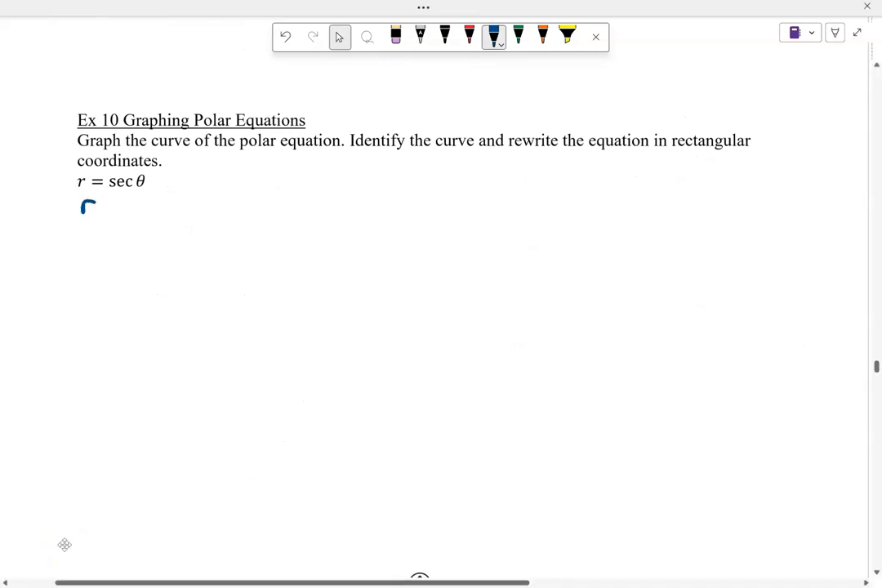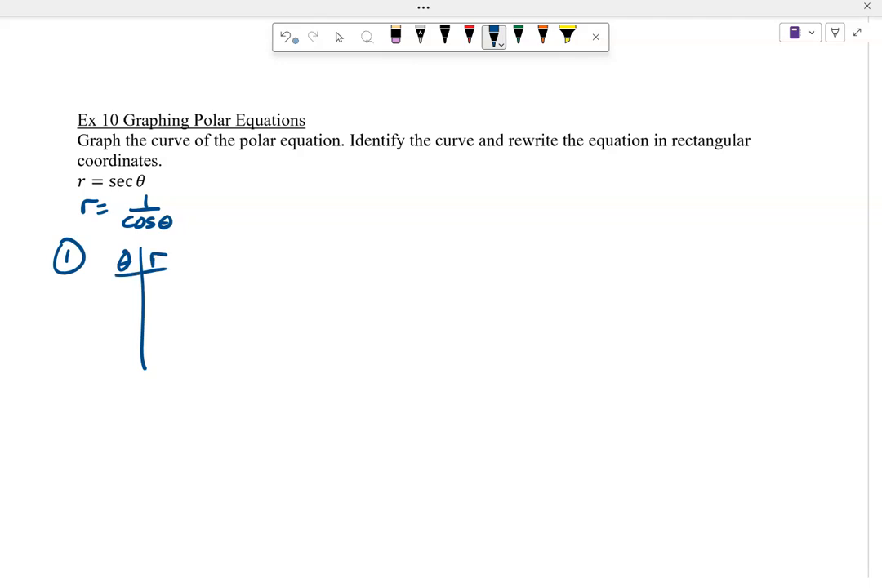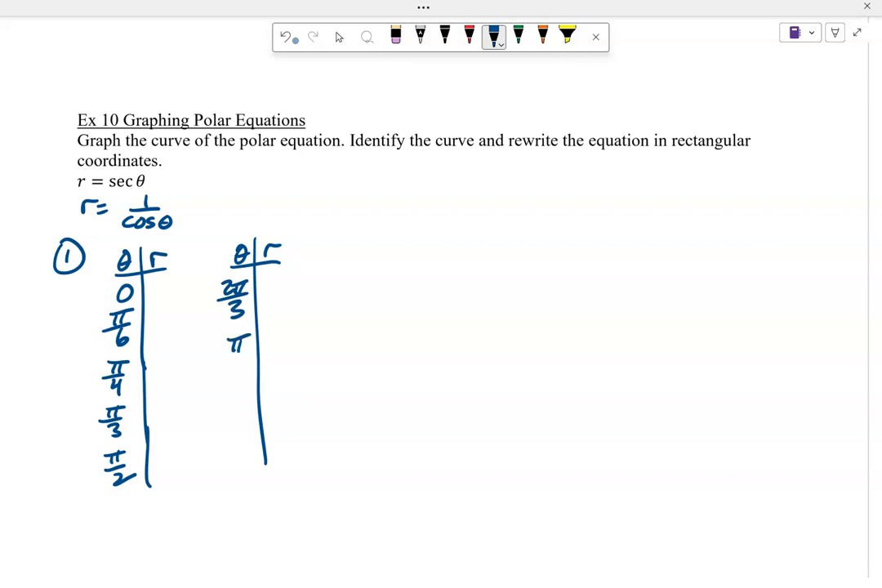This time we got r equals secant, or 1 over the cosine, same thing. And let's go ahead and make our table of values with theta and r. 0, pi 6, let's go pi 4, pi thirds, pi halves. Let's just jump to 2 pi thirds and pi. That'll give us a few. All right, I'm punching these in one by one.